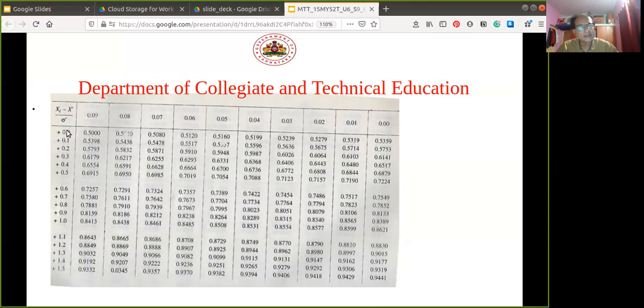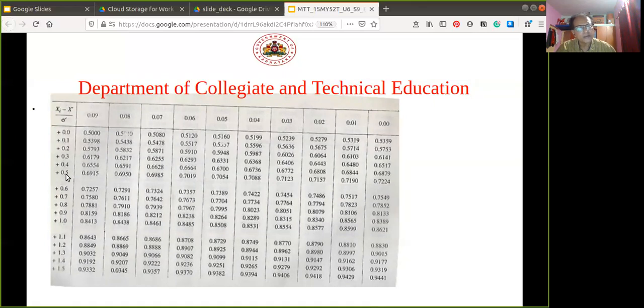So for x, since z is equal to 0, you can see here it is 0.5359. If I add 0.09 to 0.01, it is 0.19. So for 0.19, its value will be 0.5398.